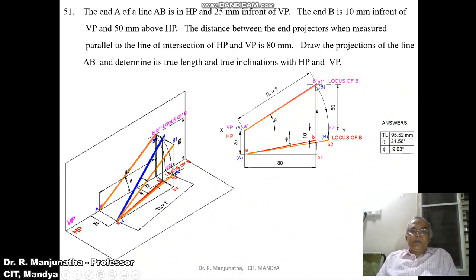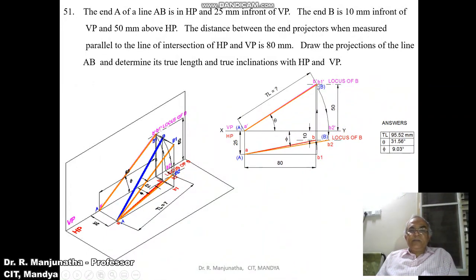So from here you measure 80 mm and draw a vertical line such that it cuts the locus of B in the top view and also the locus of B in the front view. Mark this point as B dash and this point as small b. Then join A to B with a dark line and A dash B dash with a dark line.